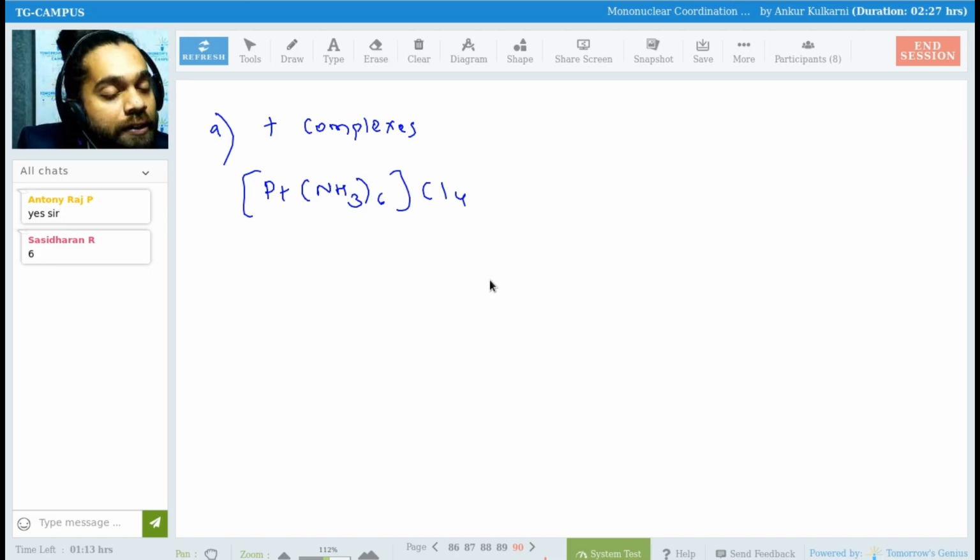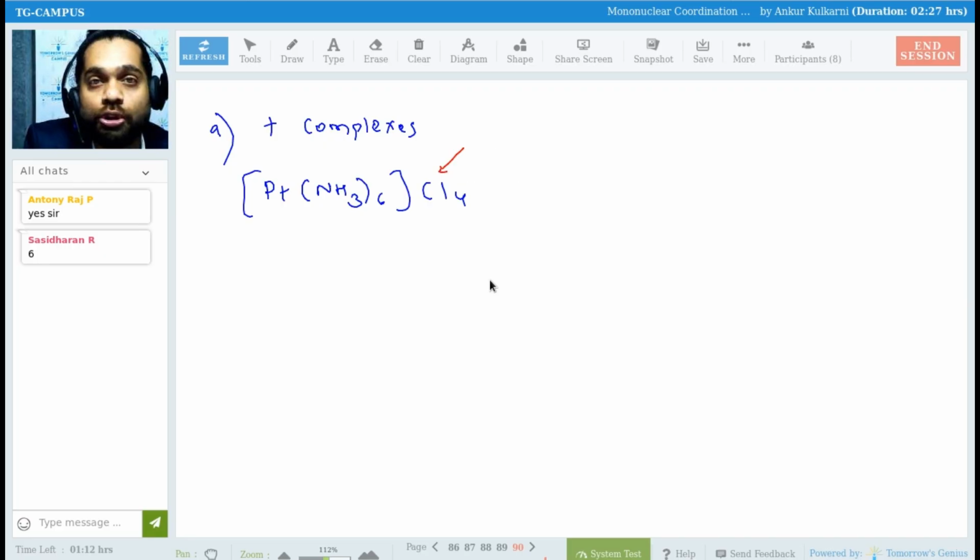What is the ligand over here? Jason, Sarjana, what is the ligand? Correct, ammonia. Correct, Jason, ammonia. Correct, Anthony, NH3 is our ligand. And this is our counter ion.